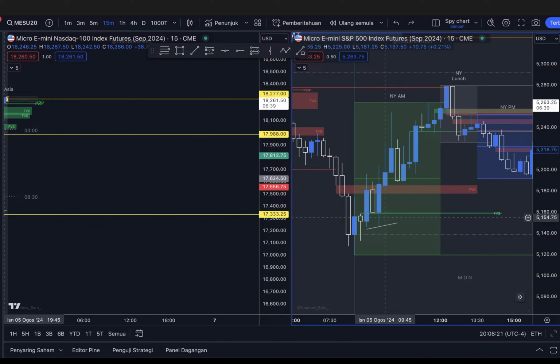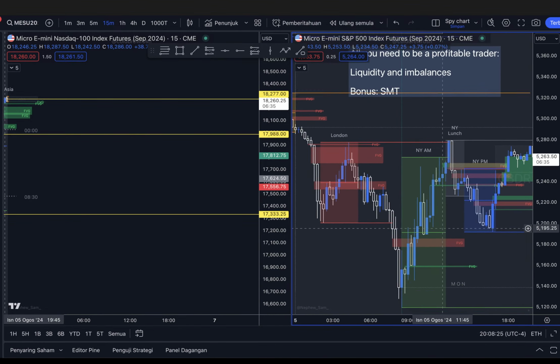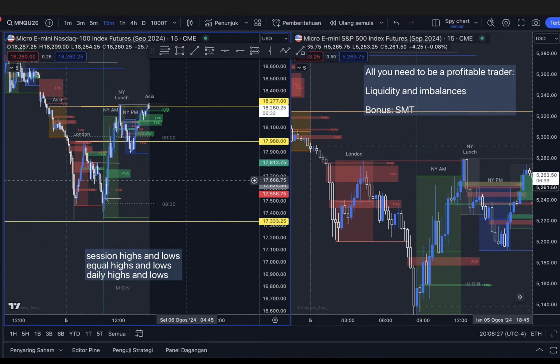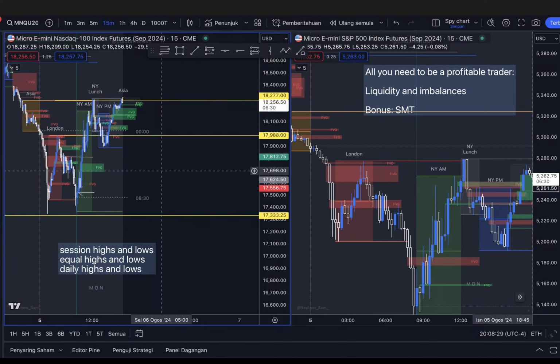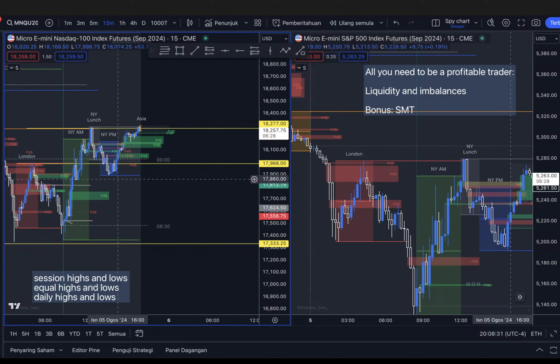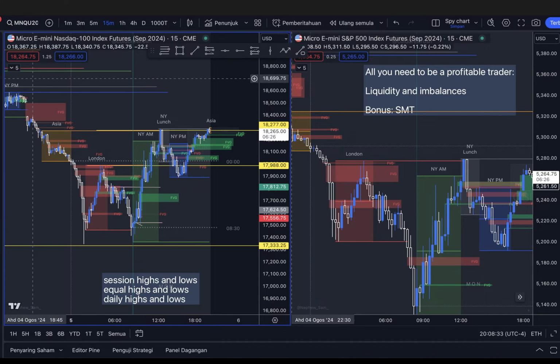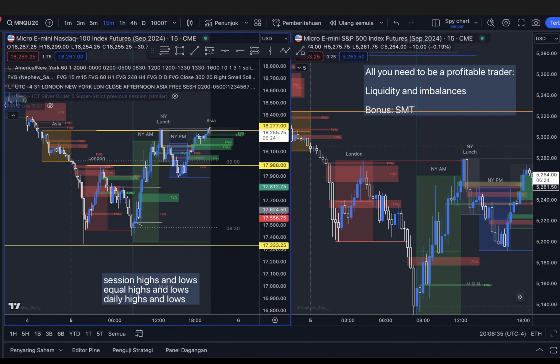I just want my drawings to be gone, not my indicators. Imbalances and swing high, swing low, and that's why I have this indicator. Oh, let's talk about this indicator too. So the indicators I use, fair value gap by Nephew Sam. Let's turn all the rest off.